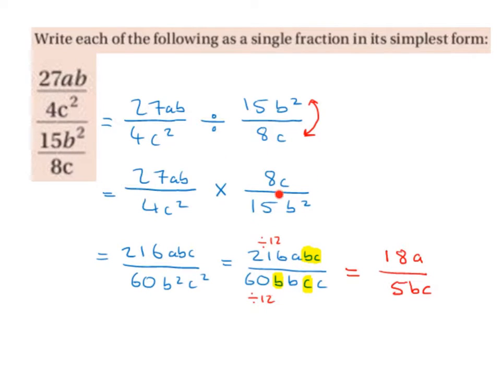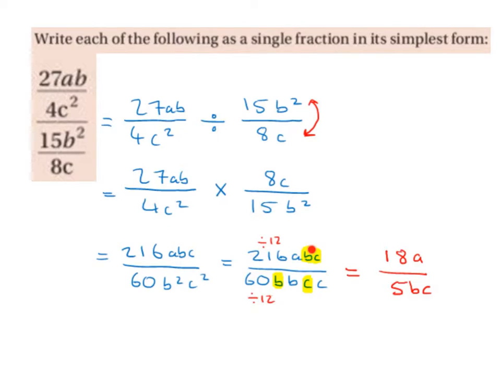Then we do top by top, bottom by bottom. 27ab multiplied by 8c gives us 216abc, and 4c squared multiplied by 15b squared gives us 60b squared c squared. So 216abc can stay as 216abc. 60b squared c squared can be written out as 60bbcc. So then we have a look at the numbers and we see that 216 can be divided by 12, giving us 18, and 60 can be divided by 12, giving us 5.